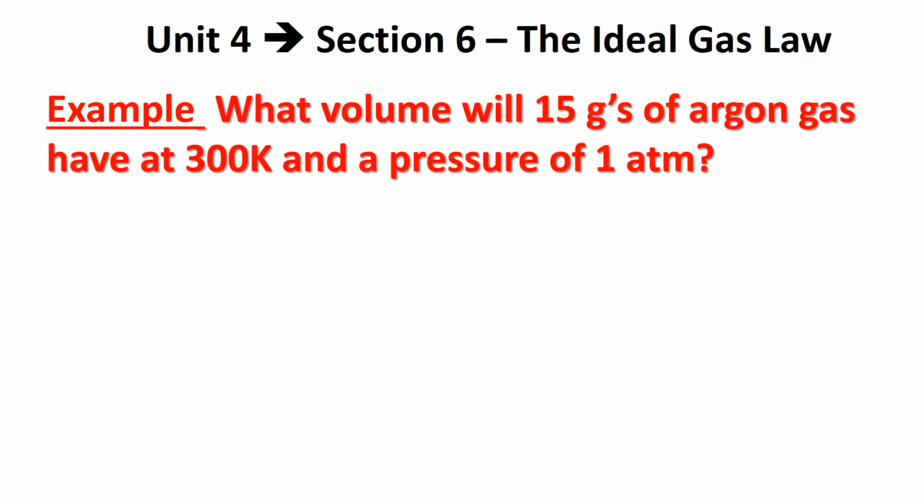So, example: what volume will 15 grams? Now, as soon as you see something in grams in the gas section, you can find the moles, which means you're using the ideal gas law. So let's read on here. We've got something at 300 kelvins, so that's going to be our temperature. And we have a pressure of 1 atmosphere. Now that causes a little problem right off the bat that we're going to deal with.